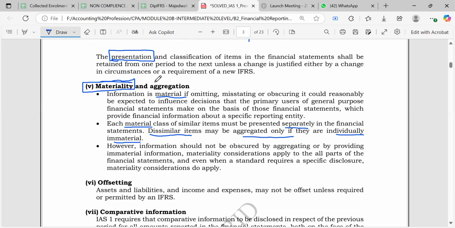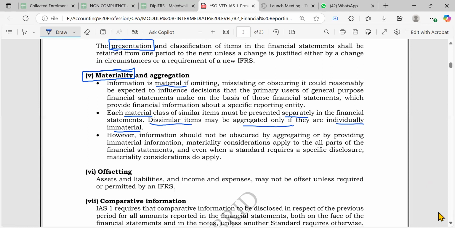However, information should not be obscured by aggregating or by providing immaterial information. You get it? Materiality considerations apply to all parts of the what? Of the financial statements. And even when a standard requires a specific disclosure, materiality considerations do what? Do apply. So that's what we should just base on this, all right? So you should be careful not to over aggregate matters, right?